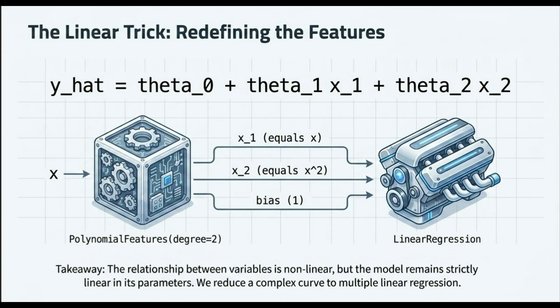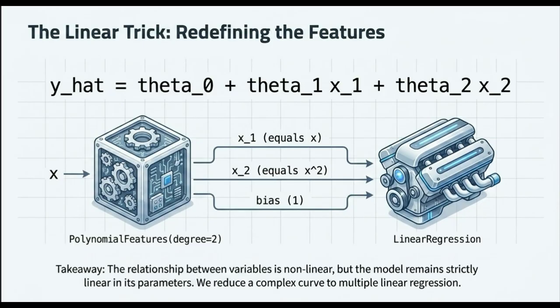Wait, let me stop you there and make sure I'm clarifying this trick for everyone. So you're saying if we just mathematically pretend that x squared is a brand new independent variable, let's call it x2, our complex curved equation just transforms back into standard multiple linear regression. Precisely. By creating new expanded features out of thin air, so your first feature is just x, your second feature is x squared, your third is x cubed, we are simply adding new columns to our data set. Once we do that, we can use the exact same standard linear regression tools we already know to solve a completely curved nonlinear problem. That is honestly mind-blowing. We don't even need a new machine learning algorithm.